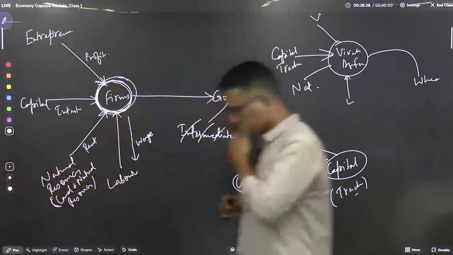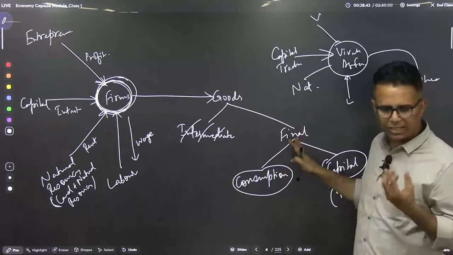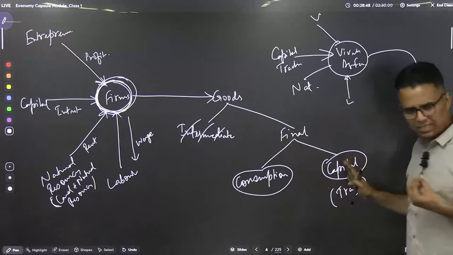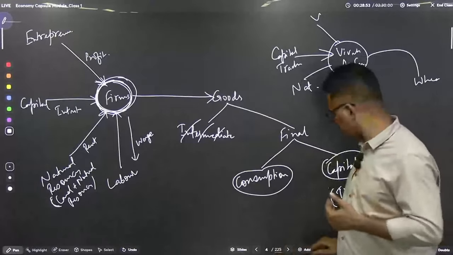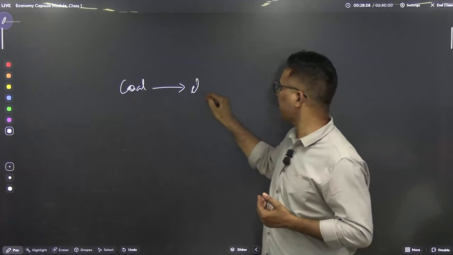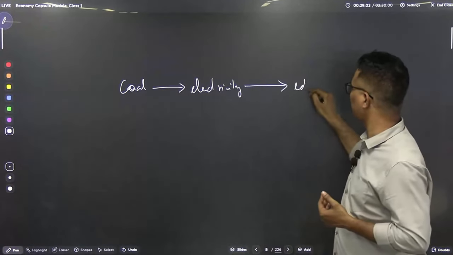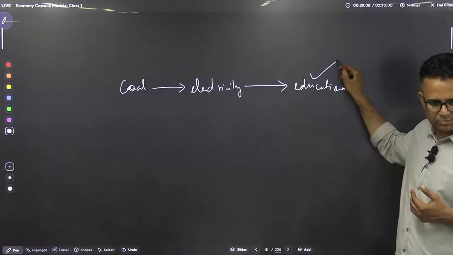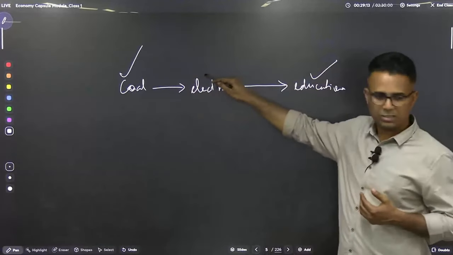For example, see just a burger. So burger is a final good. You can directly consume it. Tractor is a capital good. But here electricity is not being directly consumed. An academy is using, suppose there is a power plant, coal, electricity, education. This is the final good. This is natural resources. This is intermediate.